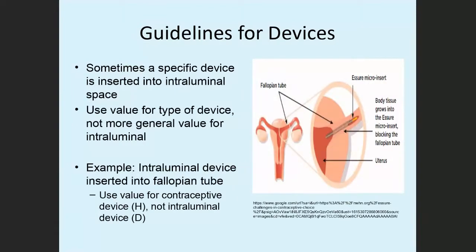Sometimes a specific device is inserted into the intraluminal space. Use a value for the type of device, not the more general value of intraluminal. So you want to use the most specific device value possible. So here's an example. An intraluminal device is inserted into the fallopian tube in order to prevent fertilization. Well, in this case, you're going to use the value for contraceptive device, not intraluminal device. The contraceptive device value H is much more specific to what was going on and what was the point of the surgery than intraluminal device, which could be all kinds of different things.